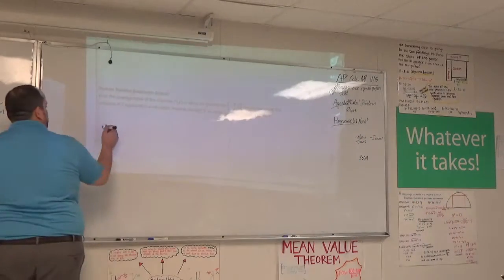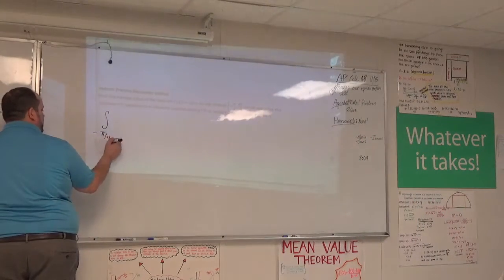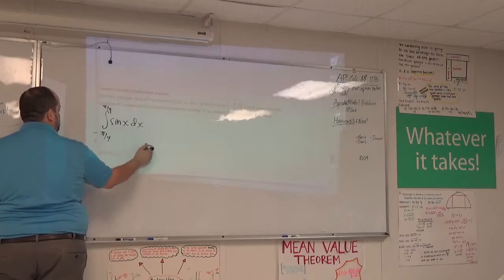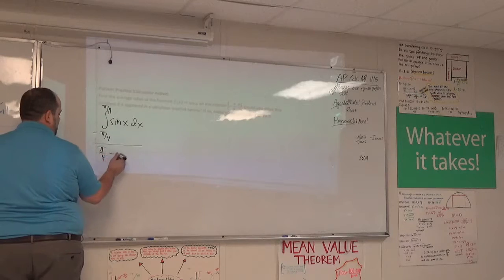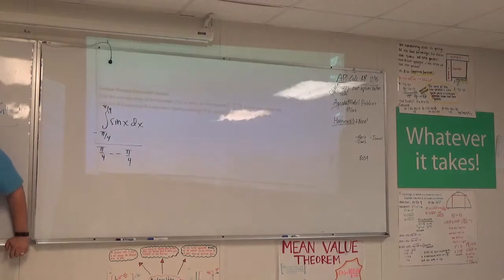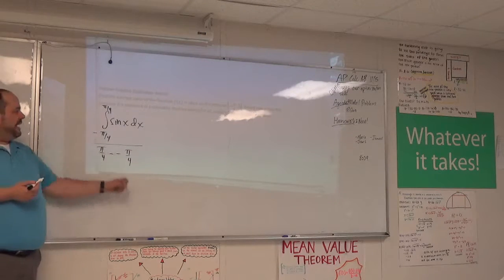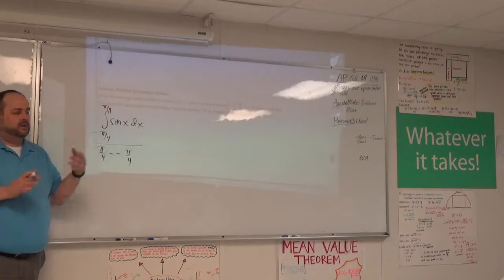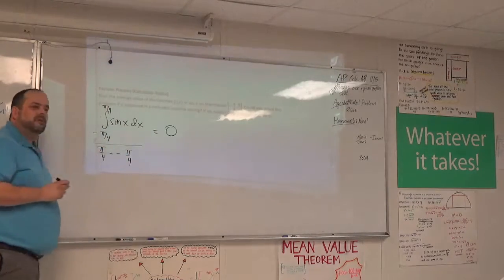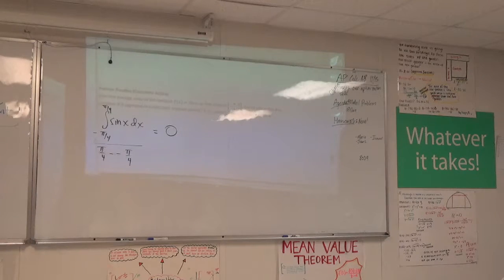So for the folks that have done this on their calculator, a lot of folks did negative pi over 4 to pi over 4, sine of x dx, divided by pi over 4 minus negative pi over 4. I don't expect anybody yet to know how to find the antiderivative to evaluate. We don't know how to do all that. However, when you go to your calculator and you get 0 for an answer, I hope this is pushing you to think there's something going on here.